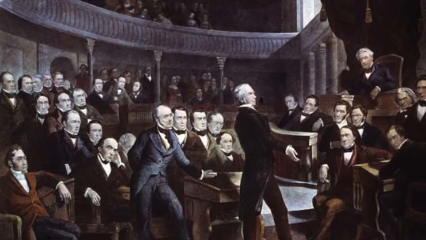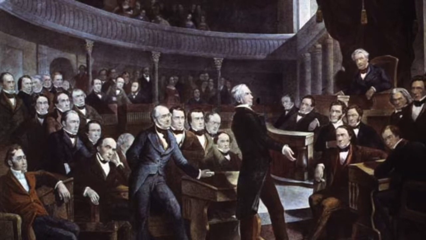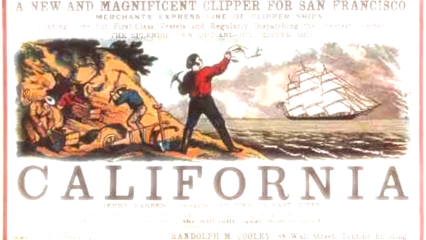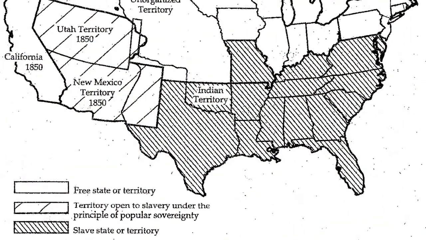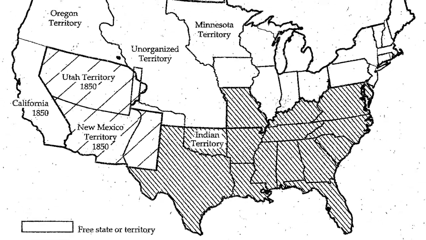A compromise was made to end the debate. The Compromise of 1850 welcomed California as a free state, while people in other Western lands would vote to decide on the issue of slavery in their state.